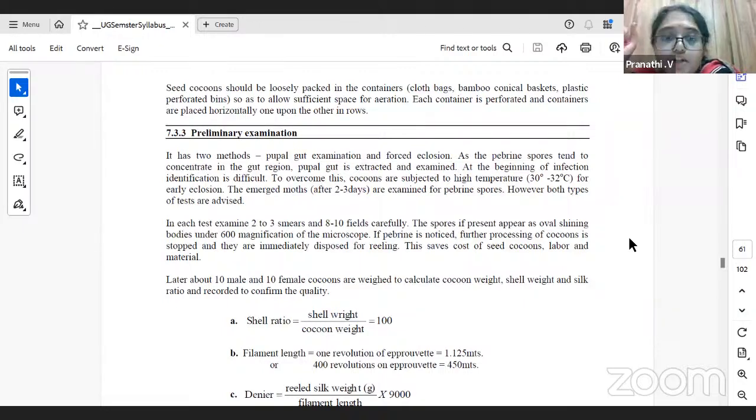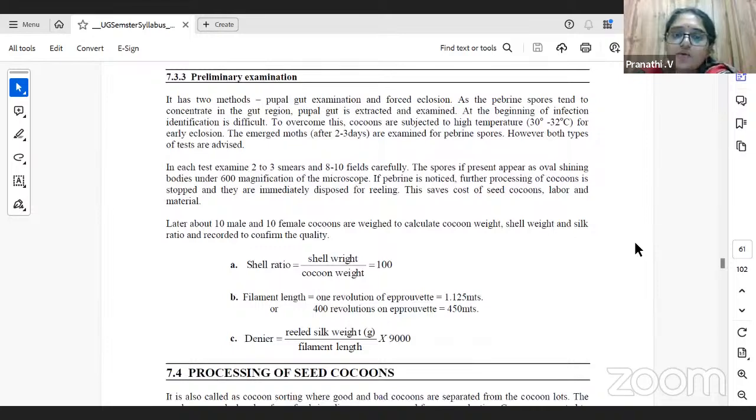They are going to be seen as oval shiny bodies under 600 magnification. Then what is going to happen? You're going to stop that batch then and there, and immediately dispose of them for reeling. So a lot of cocoons, labor and material are saved in fact. Later, about 10 males and 10 females are weighed. Individual weights are taken. Then the shell weight is seen, cocoon weight, silk ratio, all of this, so that you get to know the quality.